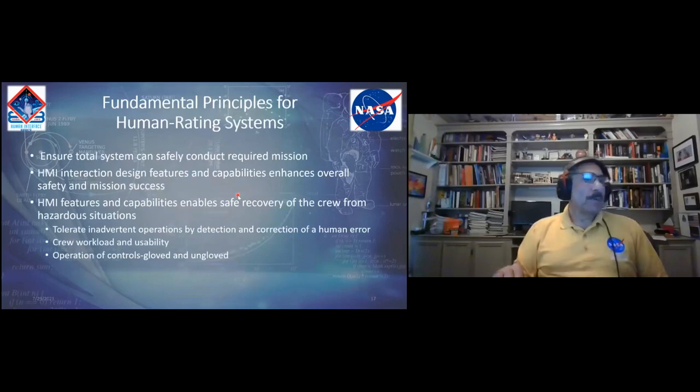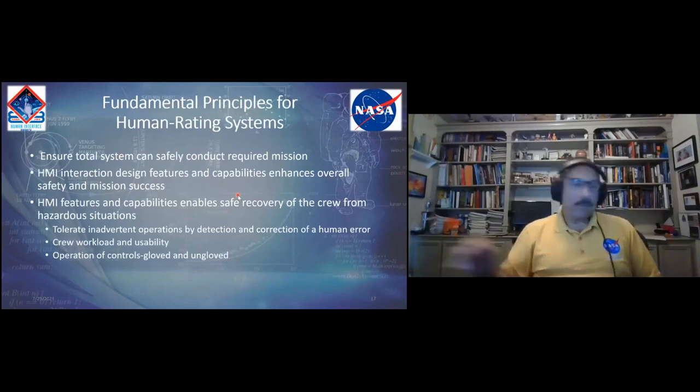All right. So principles of human rating systems. These are three fundamental principles of NASA engineering processes associated with human design in safety critical applications. One is to make sure the total system can safely conduct required missions. I can tell you that safety is number one at NASA. It's not so much the mission. Obviously, we want to be successful in the mission, but the safety of the crew is number one.